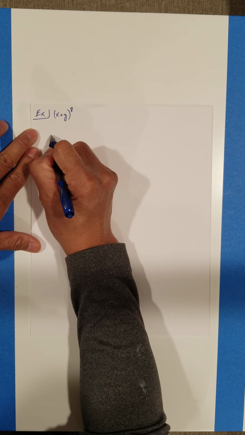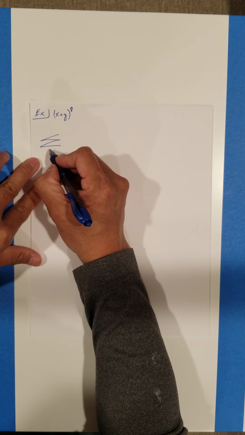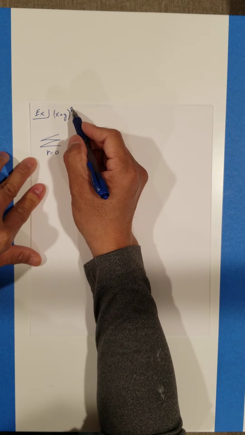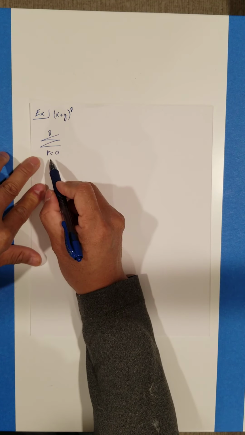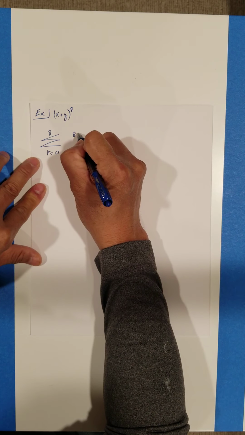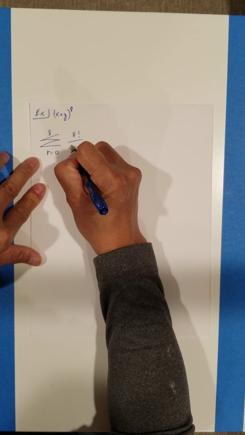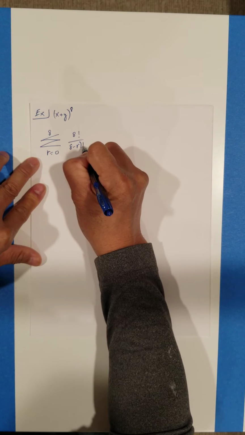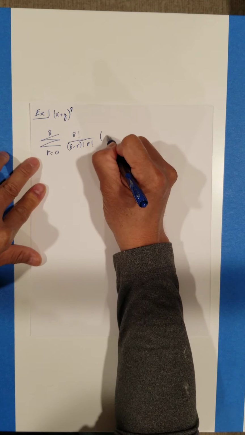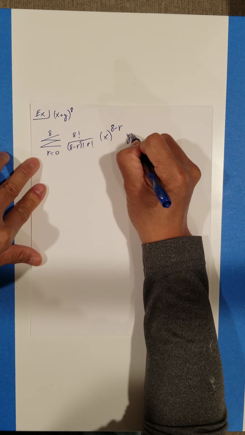But if we use what's called the binomial expansion, then we can use a sigma of r equals 0 up to 8. Our first term would be 8 factorial over 8 minus r factorial and r factorial, and then x to the 8 minus r and y to the r.